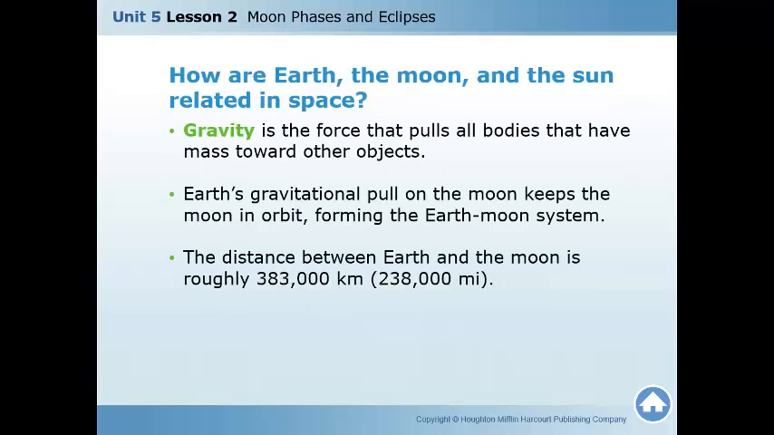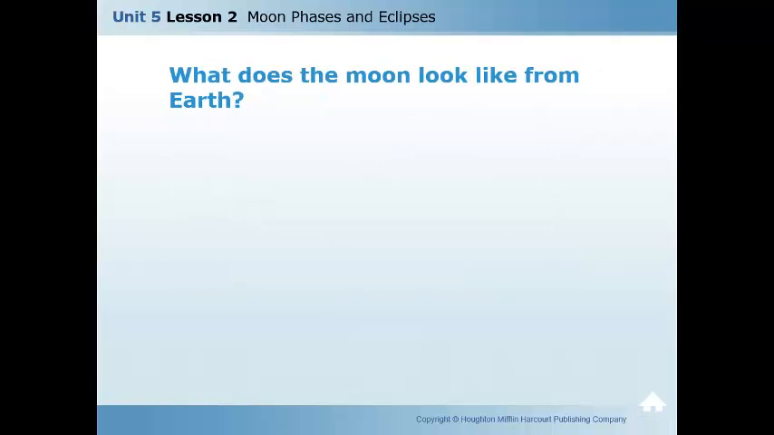How are Earth, the moon, and the sun related in space? Gravity is the force that pulls all bodies that have mass toward other objects. We've talked about this since the beginning of the year. Earth's gravitational pull on the moon keeps the moon in orbit, forming the Earth-Moon system. The distance between Earth and the moon is roughly 383,000 kilometers, or 238,000 miles.